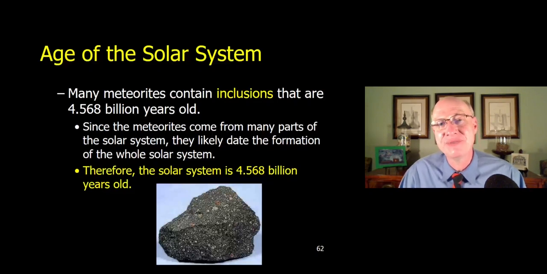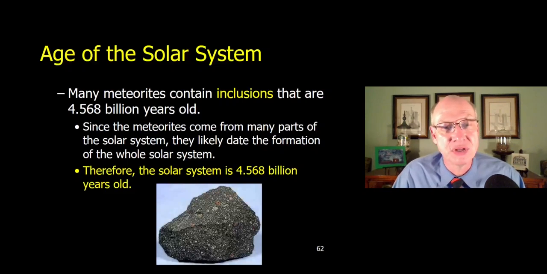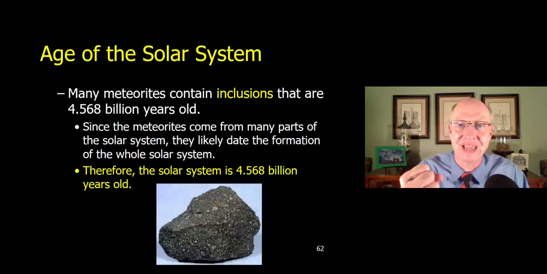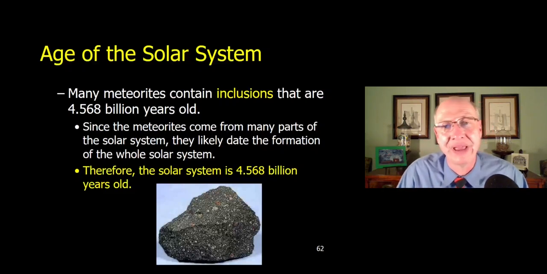Because we have lots of different meteorites from lots of different parts of the solar system, and these meteorites have never been weathered, they've never been worn down and broken down over time, it is very likely that what we are looking at with these inclusions, these little white spots, are the oldest things in the solar system. And they are 4.568 billion years old. That tells us that is when the first things started condensing and when the planets started forming. Our solar system is 4.568 billion years old.